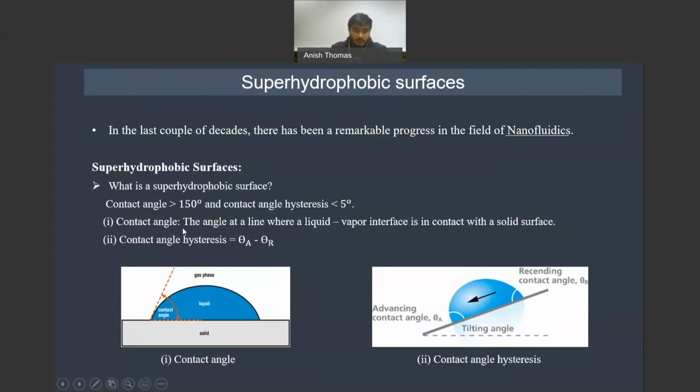What is contact angle? The angle at a line where a liquid-vapor interface is in contact with the solid surface. As you can see in image 1, the angle between the red dotted lines is generally termed as contact angle. What is contact angle hysteresis? If you see image 2, a droplet on a tilting plate gives rise to two contact angles, namely the advancing contact angle, theta A, and the receding contact angle, theta R. The difference between them is generally termed as contact angle hysteresis.